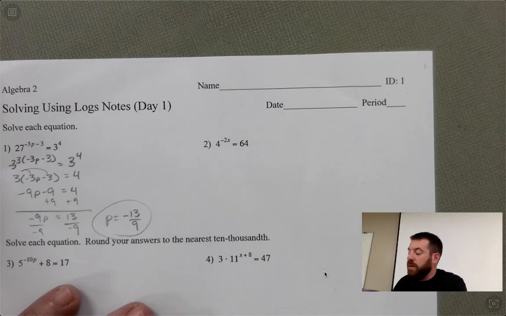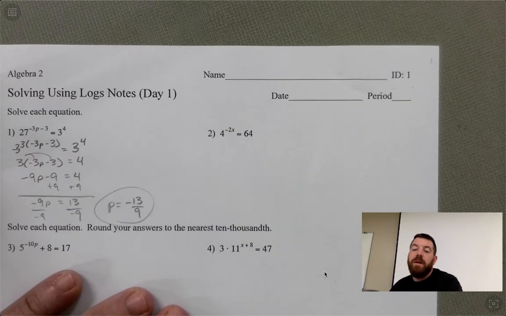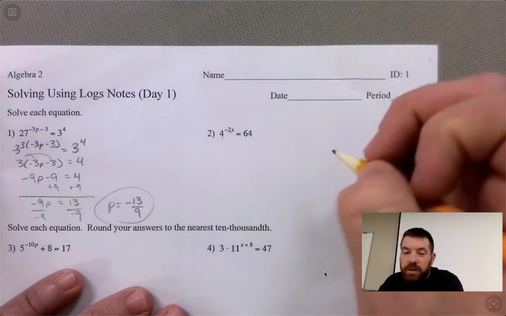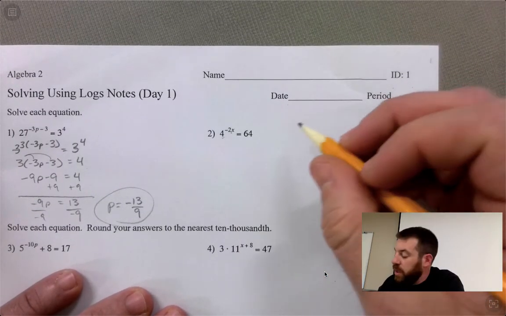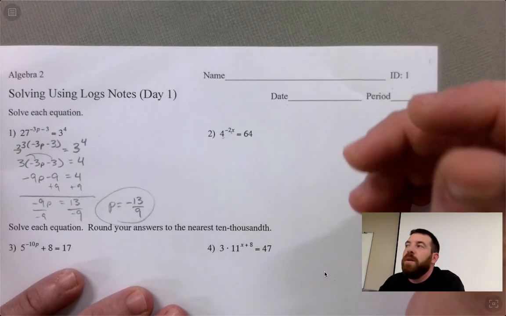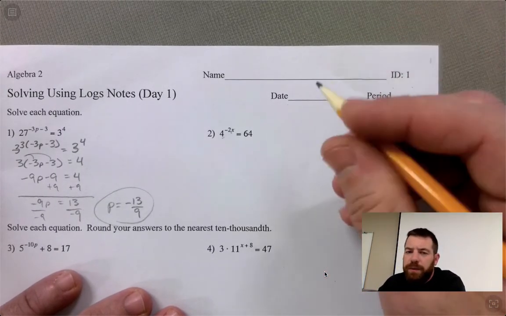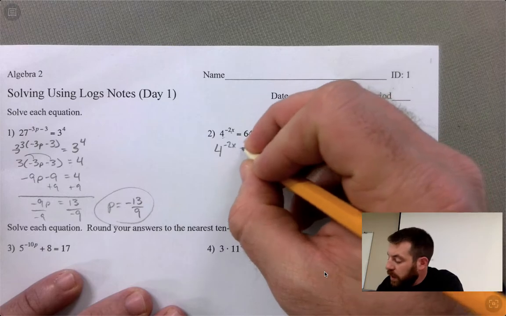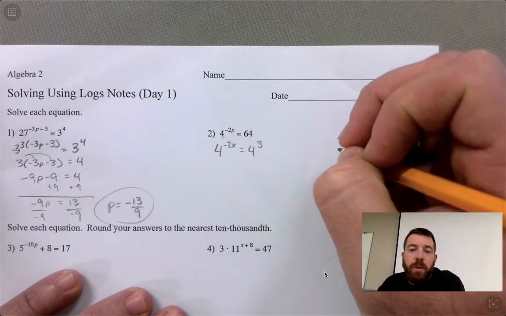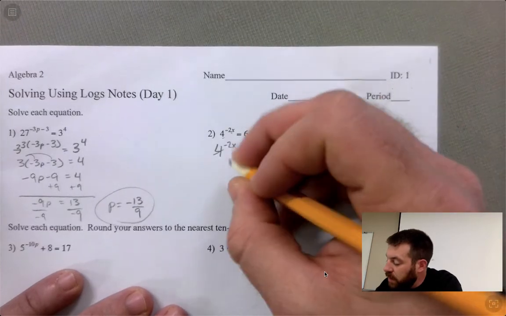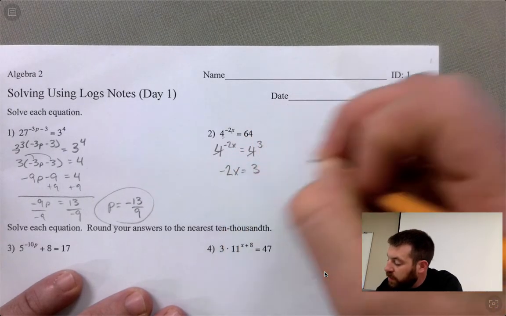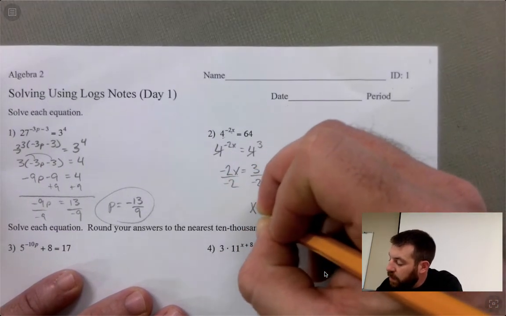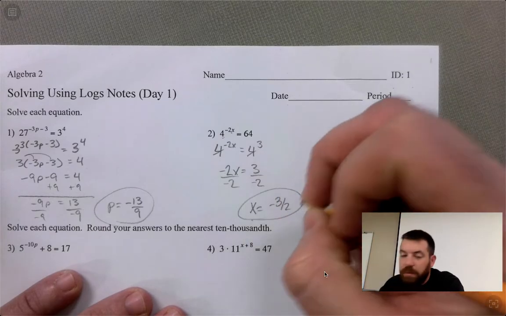Okay, on number 2, 4 and 64. What's a common base that both of those have? We're in luck here again, so we know that our common base is going to be 4. So I don't have to change the 4 to the negative 2x. What I have to change is the 64. If I write that as a power of 4, I know that that is 4 cubed. So we're going to write 4 to the negative 2x equals 4 cubed. From this point, I can cancel my bases and just deal with my exponents. I have a negative 2x equals 3. Divide by negative 2 to isolate the variable.